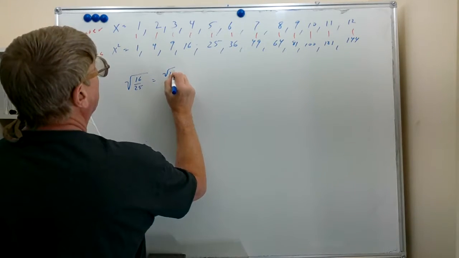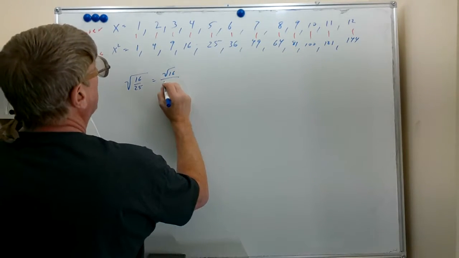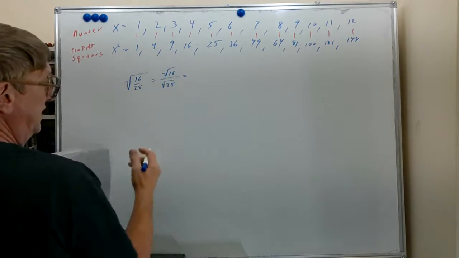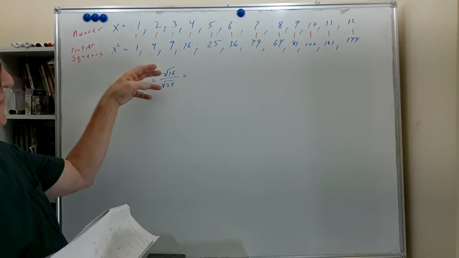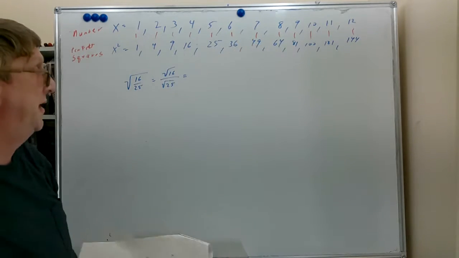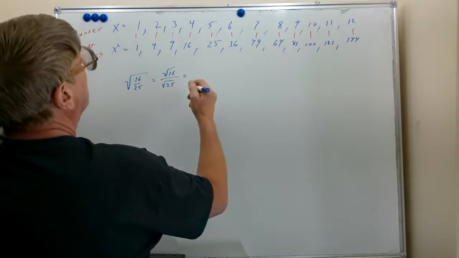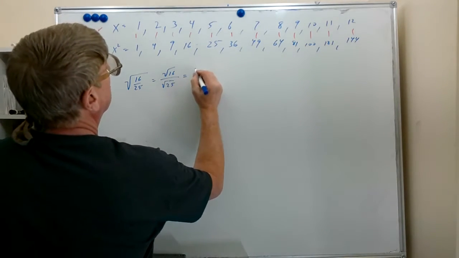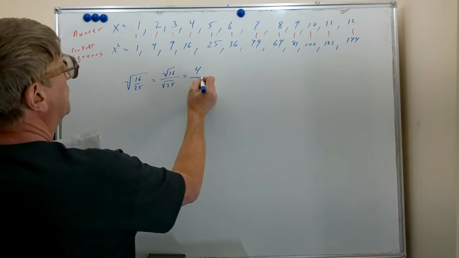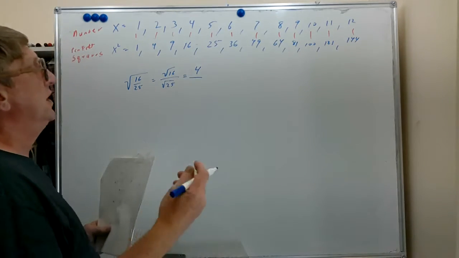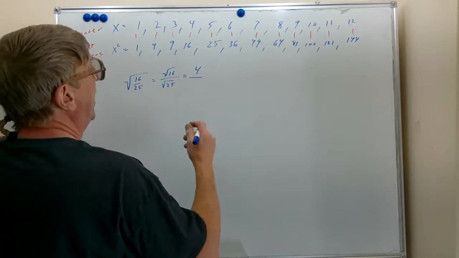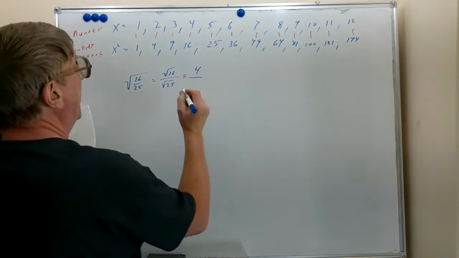That is the square root of 16 over the square root of 25. Now, you probably can see that these are both perfect squares, 16 and 25, without looking at the little chart we just made. But nonetheless, 16 is a perfect square of 4, so the square root of 16 is 4. 25 is a perfect square of 5, so its square root is 5.